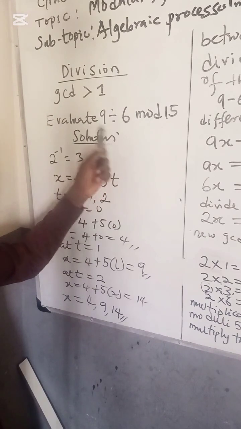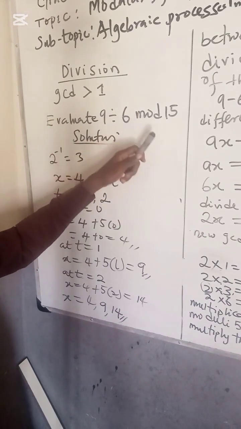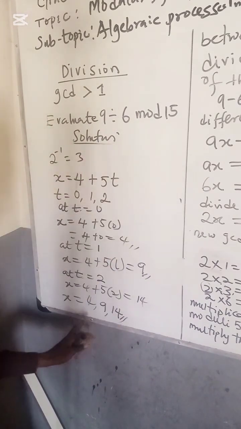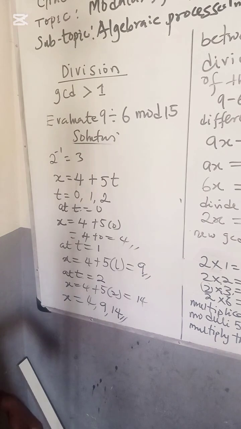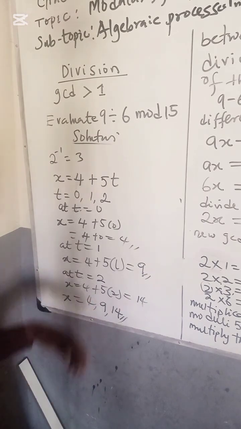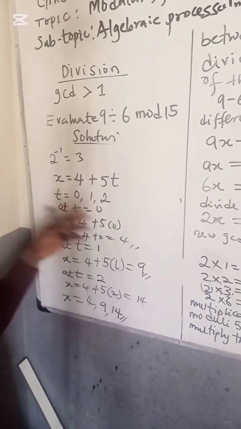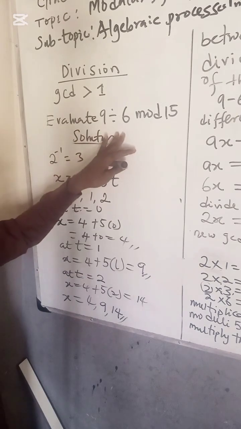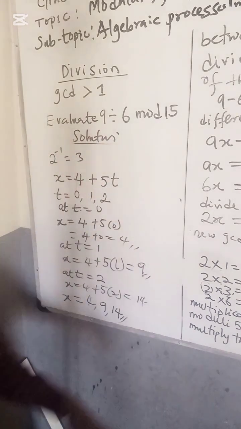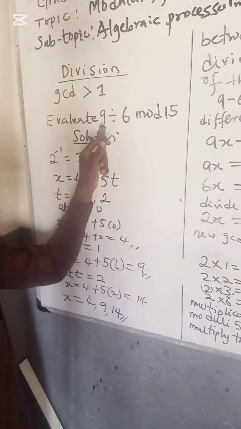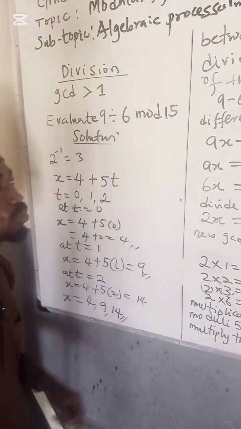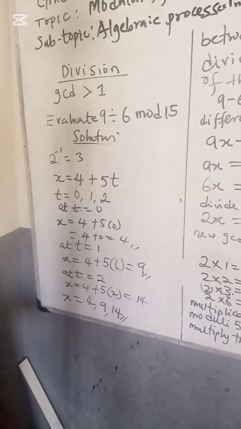You can see 9 divided by 6 mod 15, the answer is giving you 4, 9, and 14. So this tells us that there is a huge gap or a very big difference between division in ordinary algebra and algebraic processes that involve modular arithmetic.